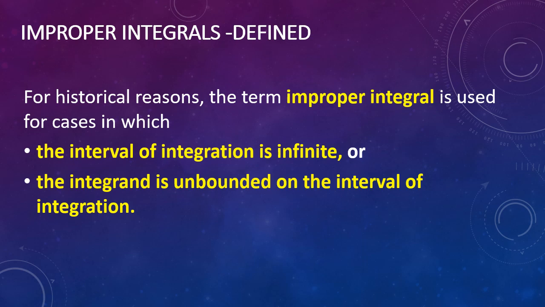For historical reasons, the term improper integral is used for cases in which we have one of two conditions. First of all, the interval of integration is infinite, and that's what we saw in the last case where we were integrating from R to infinity. So the interval of integration, the limits, are infinite. And the second is when the integrand itself is unbounded on the interval of integration. So if we're looking at an integral between a and b, somewhere between a and b, the function itself is unbounded. It goes to infinity or negative infinity.